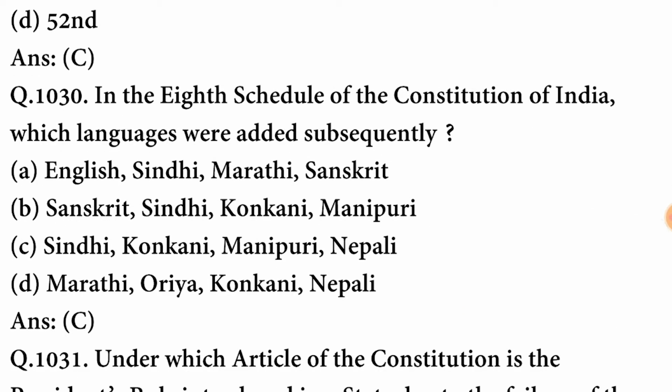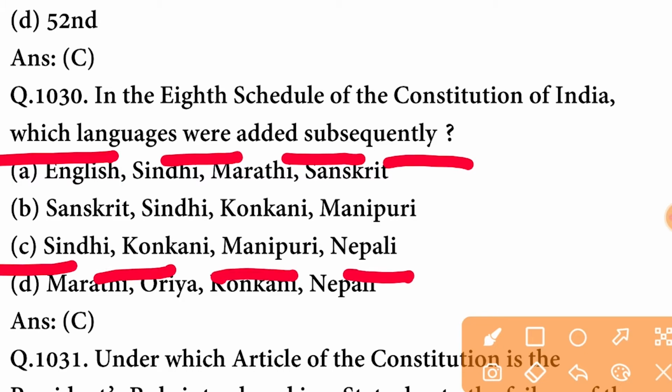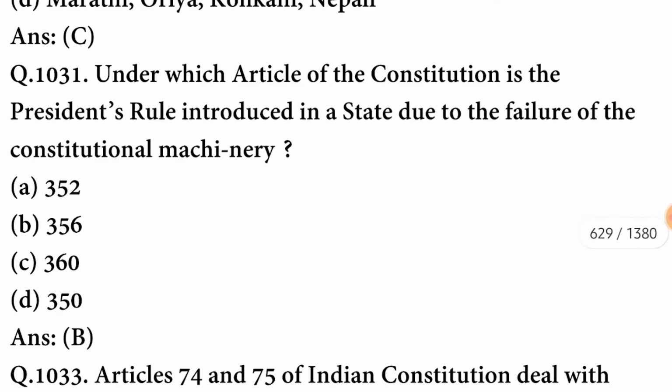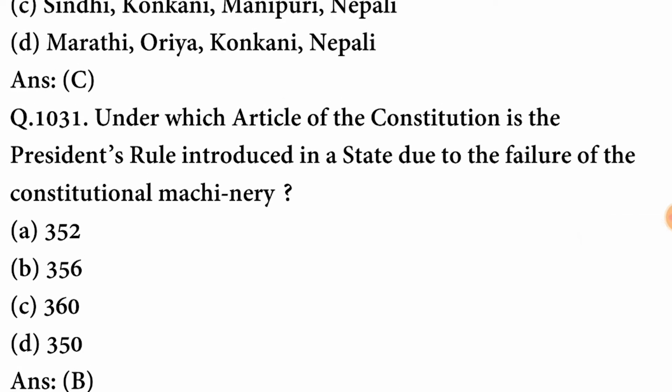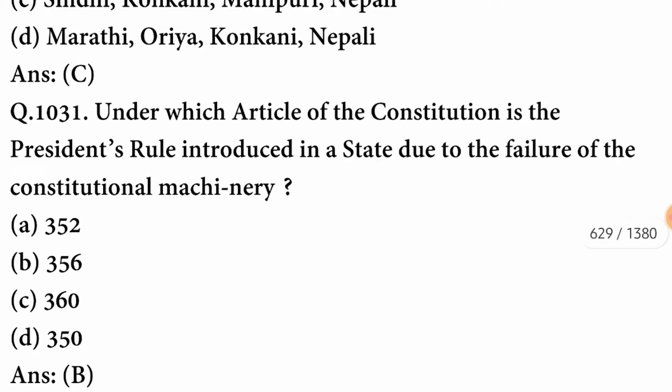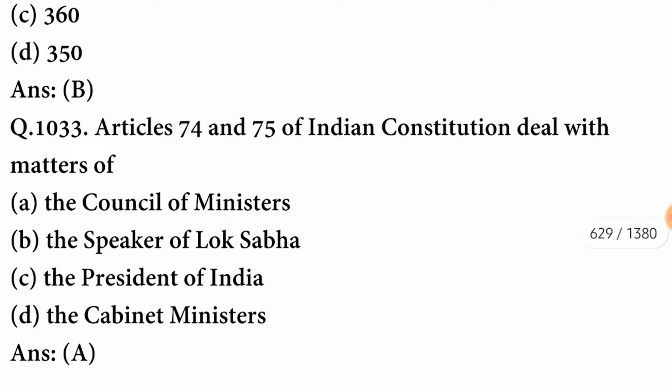In the 8th schedule of the Constitution of India, which languages were added subsequently? The languages were Sindhi, Konkani, Manipuri and Nepali. C option is correct. Under which article of the Constitution is President's rule introduced in a state due to the failure of the constitutional machinery? The article was Article 350.